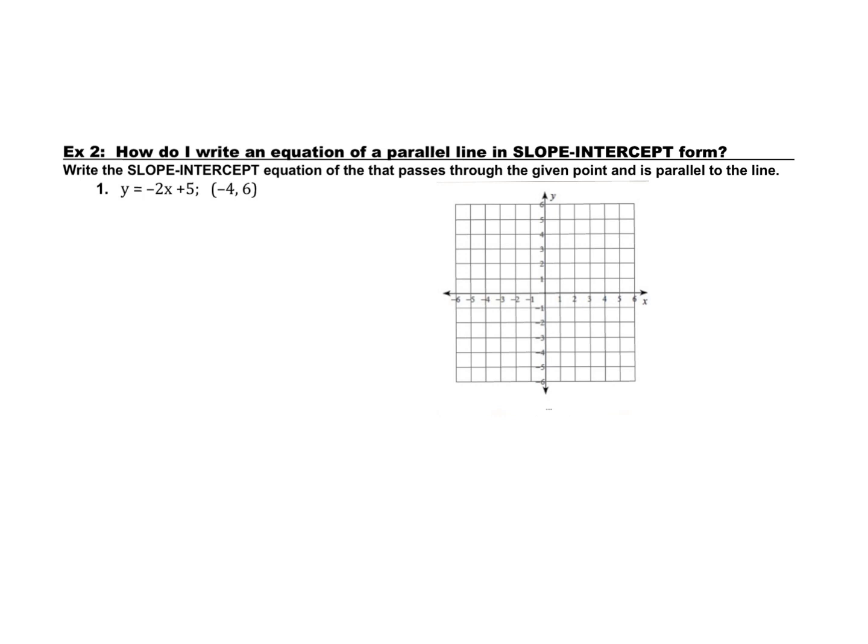All right, example 2, how do I write an equation of a parallel line in slope-intercept form? It says write the slope-intercept equation that passes through the given point and is parallel to the line. So because it's asking us for a slope-intercept equation, I'm going to write down the formula y is equal to mx plus b.